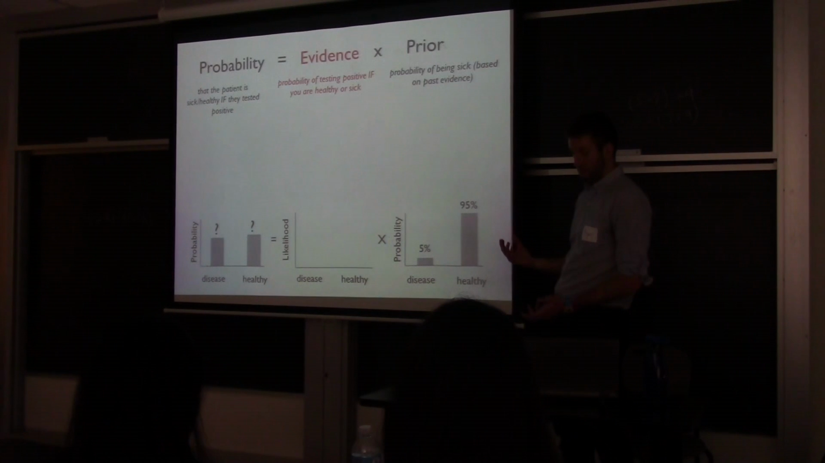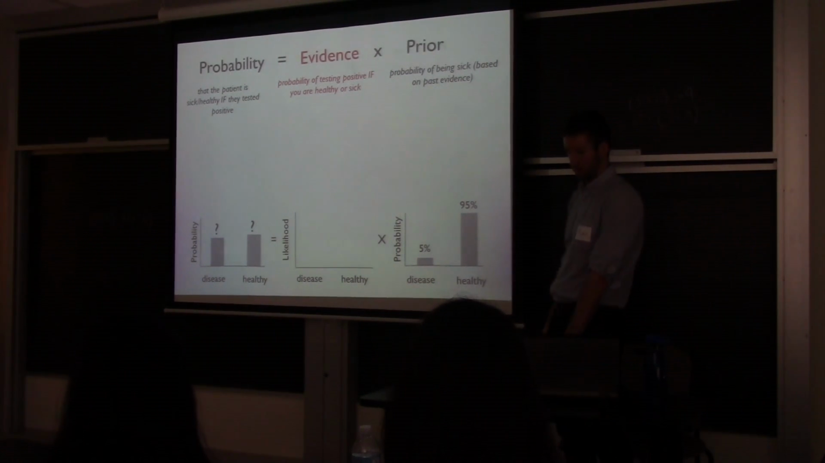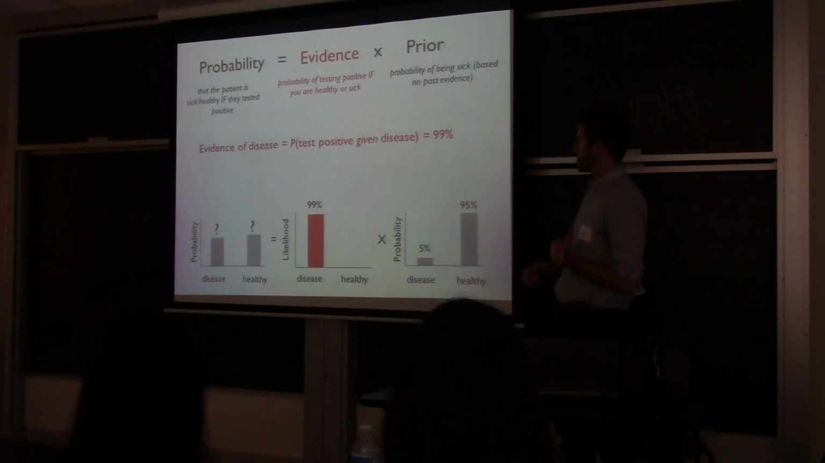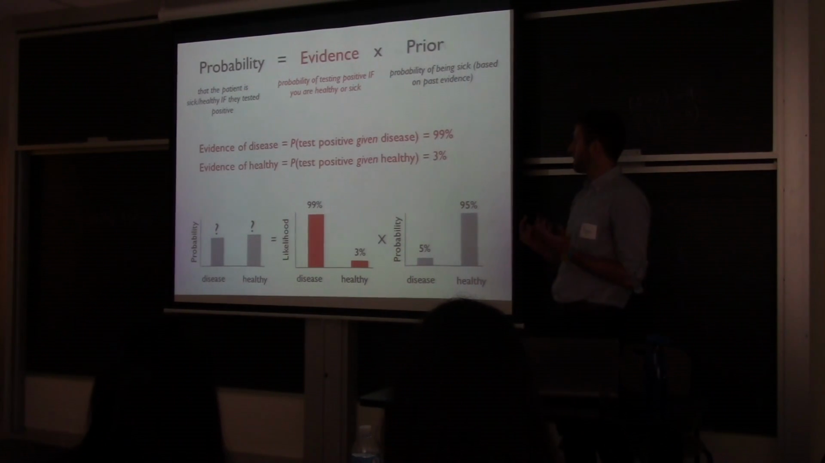Now we need to consider the evidence. We discussed this in the earlier slide, and it has to do with the reliability of the test that we're going to use. The evidence for having the disease is the probability that you test positive given that you have the disease. That's 99%. So again, a good test. The evidence of being healthy is the probability that you test positive given healthy, and that's 3%.